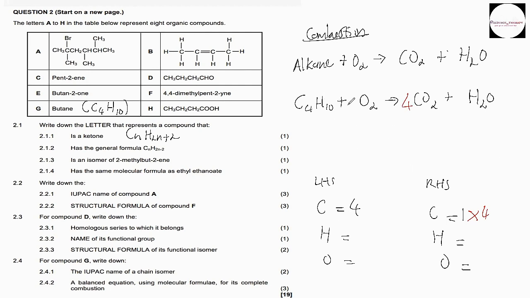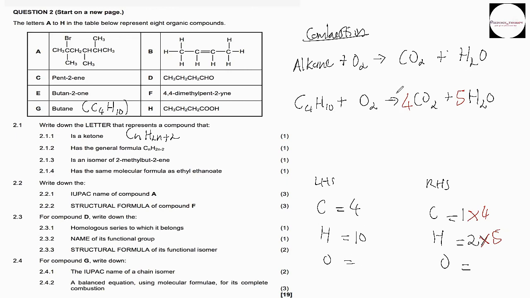Then how many hydrogens do I have this side? That's 10. And this side I have 2. But then what integer value can I multiply so that I get 10? It's 5. So multiply that by 5. Then I need to put the 5 just before the H2O there.